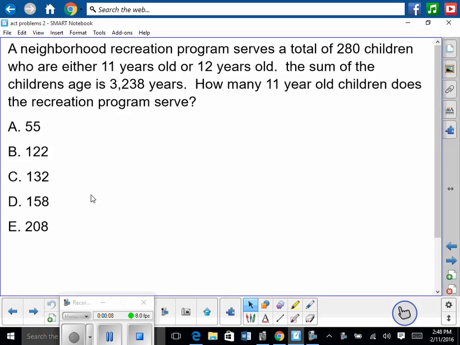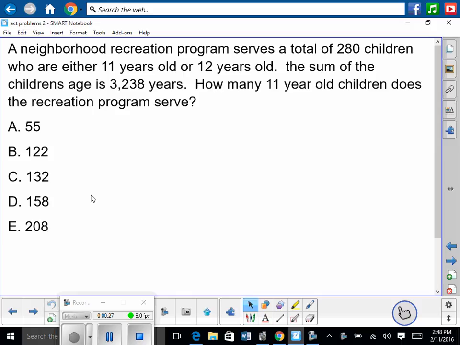So it says a neighborhood recreation program serves a total of 280 children who are either 11 years old or 12 years old. The sum of the children's ages is 3,238 years. Wow. How many 11-year-old children does the recreation program serve? So this is just like setting up an inequality. Remember we just did this?